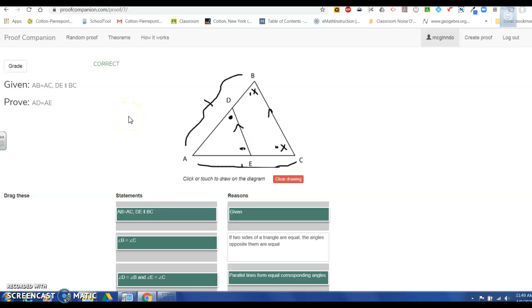What I want you to do when you have finished this is take a screenshot of this top part here. What I'm looking for is this part and the correct that shows me that you did it right. Take a screenshot of that and paste it into the document that is posted on the Google Classroom. So we're going to see how this works. Your assignment is going to be to do the ones that are on the links for today.